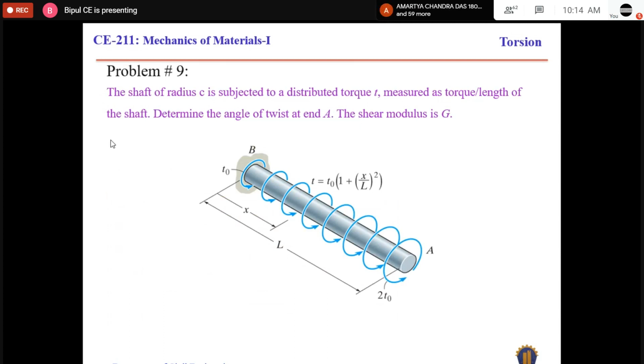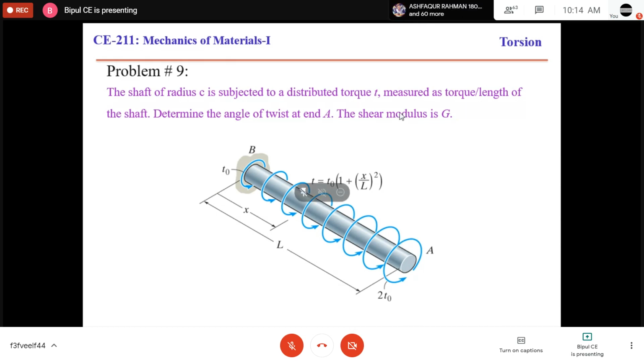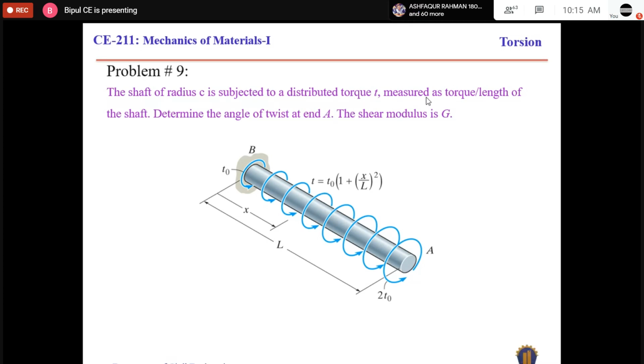And it is another problem, number 9. The shaft of radius C is subjected to a distributed torque T. It is a distributed torque, not a uniformly distributed torque, because the torque is varying from the support to the free end. This is the support, and A is the free end, length is X. The equation of distributed torque is this one: T naught times 1 plus X by L squared.